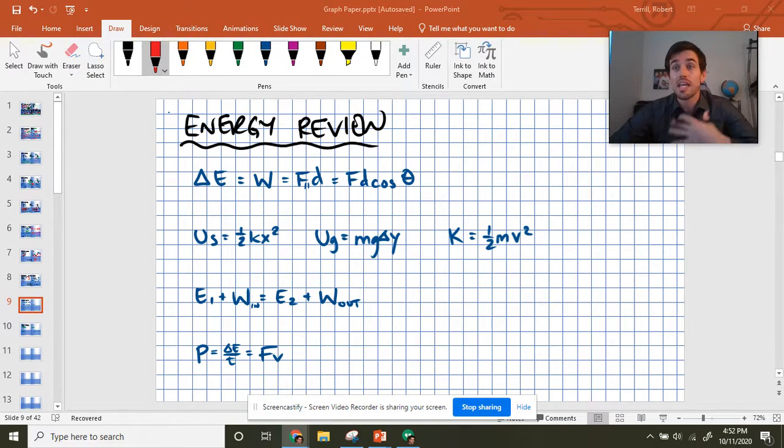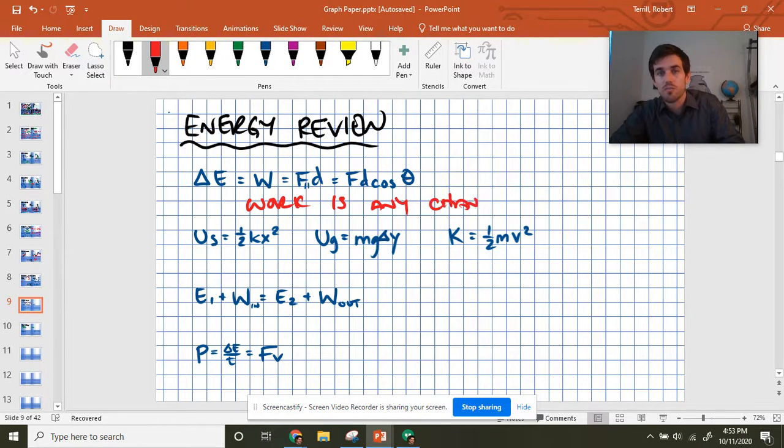The only way in our class to change the energy of a system is to apply a force to it in the direction that you move it. So if you push on an object, you'll change its speed, or you would change its vertical position, and you can change its energy. So just a reminder then that work is any change of energy, any change.